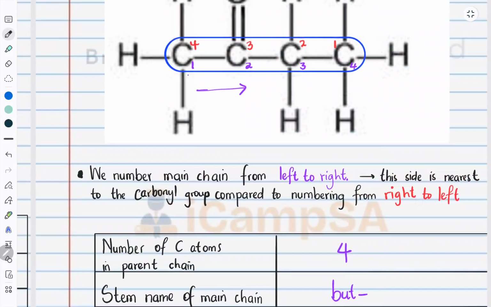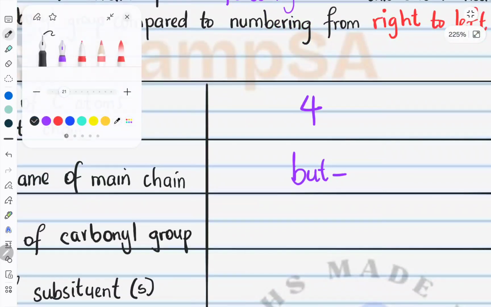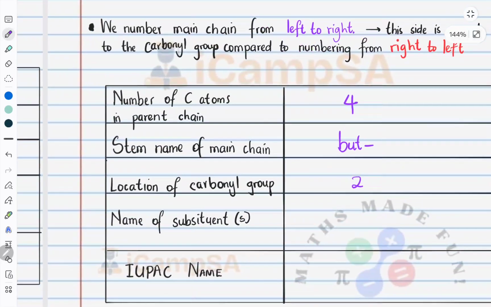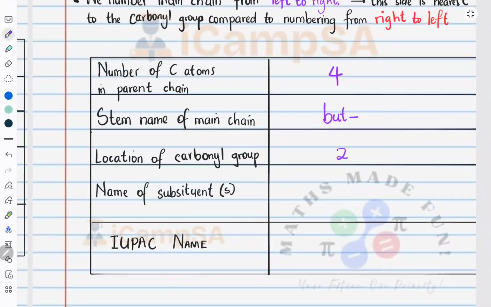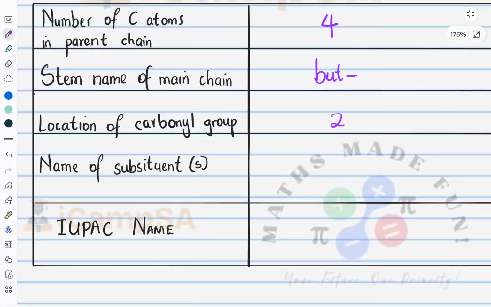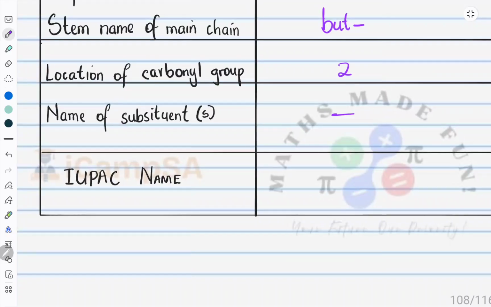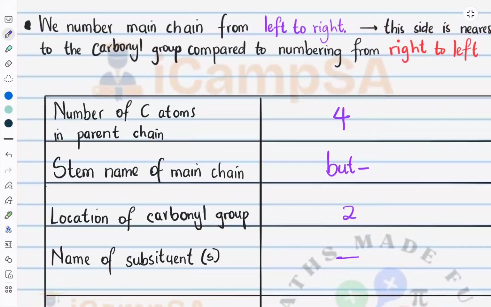The location of our carbonyl group is carbon atom number 2. Right? The name of any substituents, we only have the carbonyl group being our substituent, so let's leave it for now. And then the IUPAC name, let's go ahead and check.